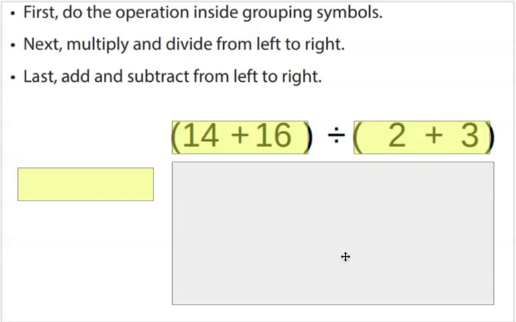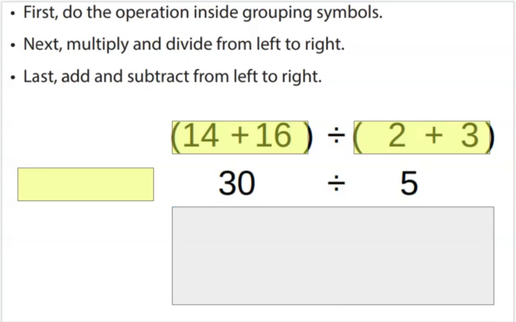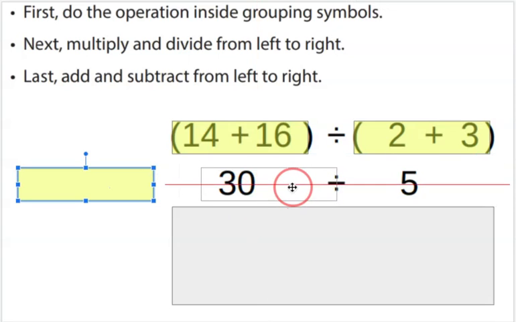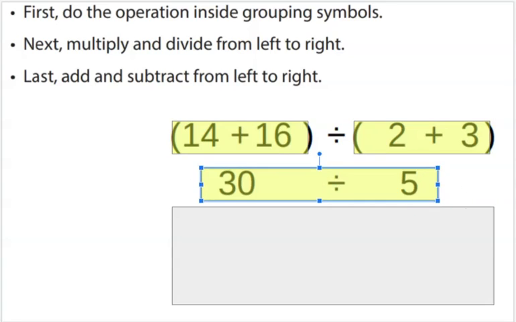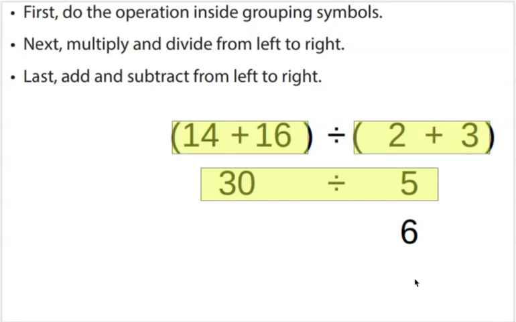All right. So if you need more time, you can push pause on the video to catch up, but you can see that when I solve inside, 14 plus 16 is 30. So I did this set of grouping symbols, and then on this side, 2 plus 3 is 5, and I did this set of grouping symbols. So now you can see that my final step here is to evaluate this expression, which is just to do 30 divided by 5. And you should have gotten 6.